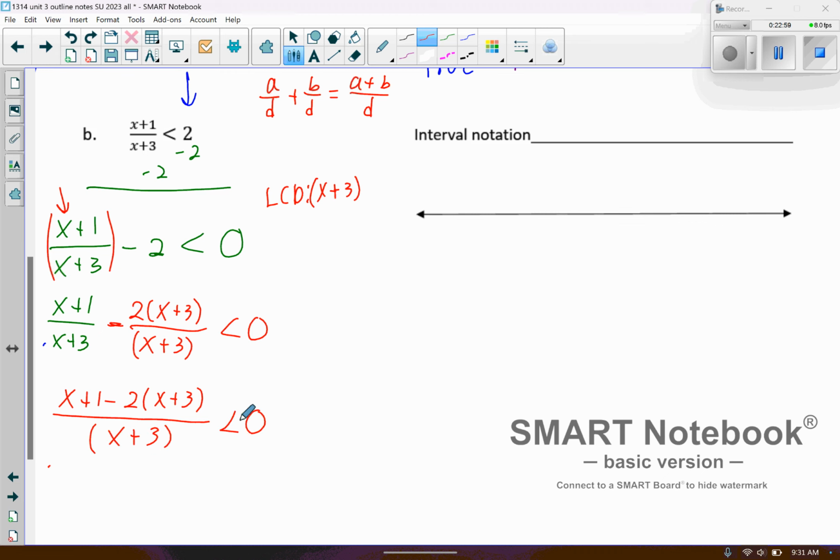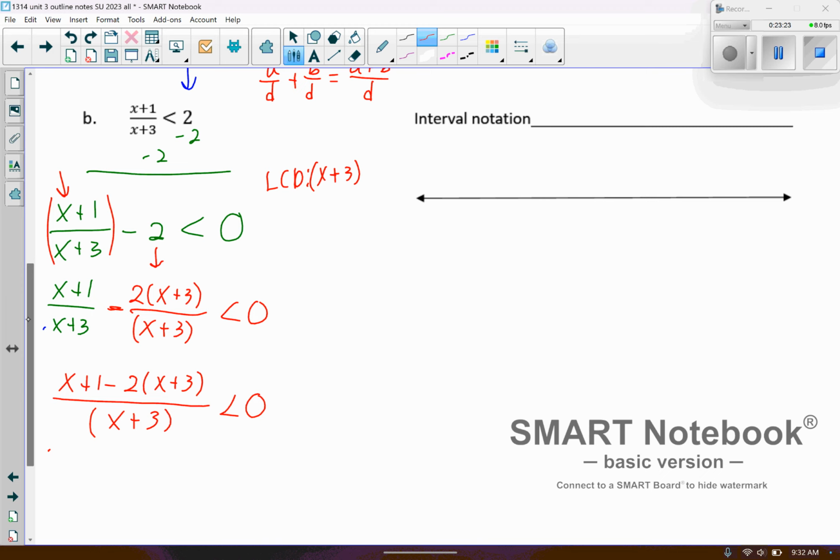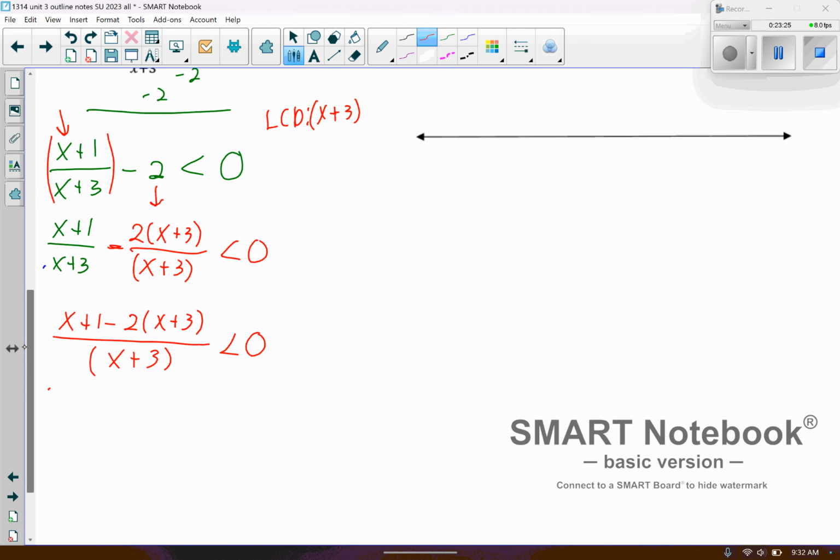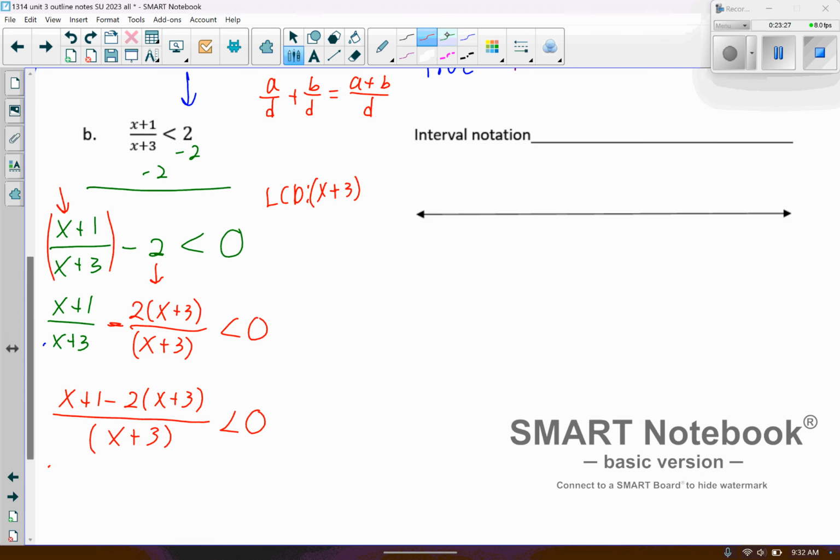Once again, if you haven't seen this in a while, I get it. Hopefully you're recalling some of these rules, but basically I had to have this common denominator. So I multiplied that 2 by x plus 3 over x plus 3, because this is the same thing as 2. If I were to cancel those out, I'd be right back to where I was. But I manipulated it to where I could bring this together, and so now I'm going to go ahead and finish simplifying this.